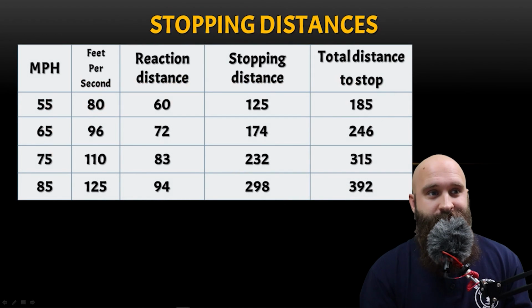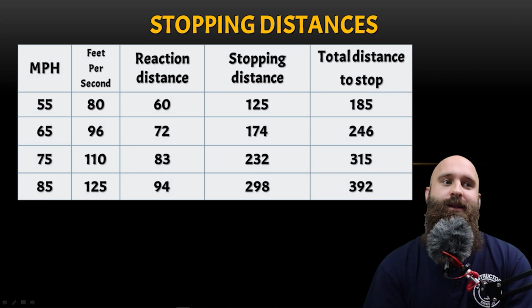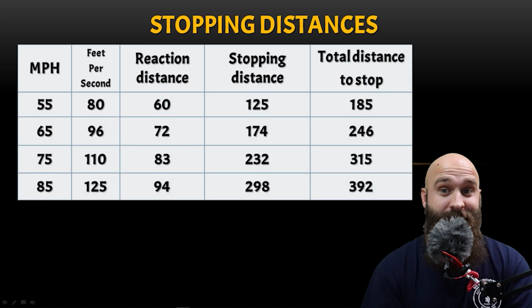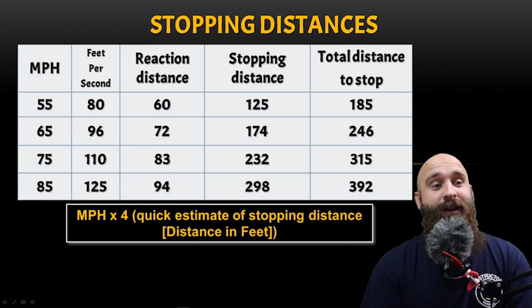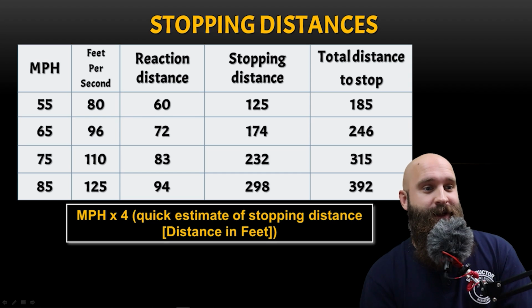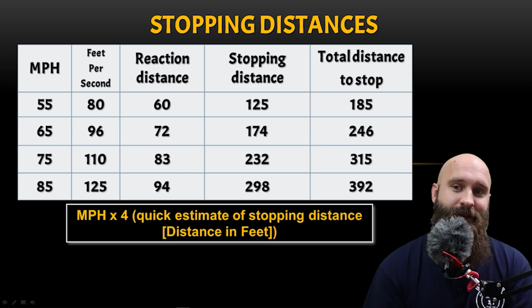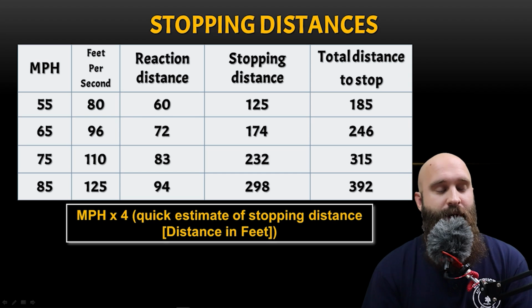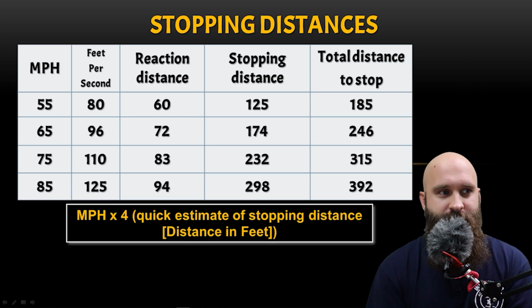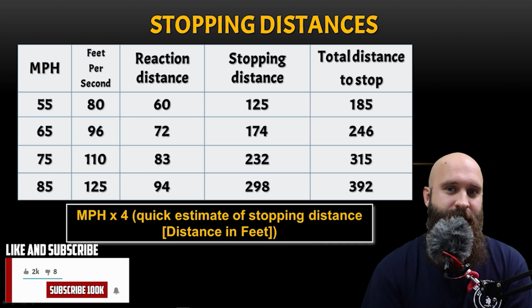All right, so total stopping distance, reaction distance, regular stopping distance, feet per second, all these different things. There you go. Simple as that. Miles per hour times 4, you estimate the stopping distance, and the distance is in feet. So at 55 miles per hour, the reason it says reaction distance is 60 feet is because it takes about half a second to a full second for you to realize, hey, I have to start to stop.